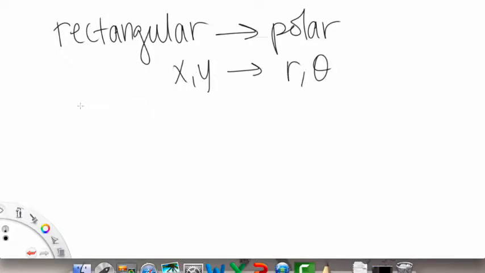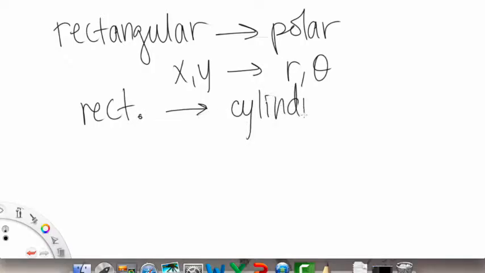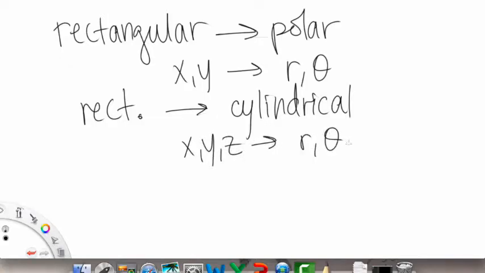We've also done rectangular to cylindrical. This is kind of just like the 3D version of polar, you can consider. So x, y, z goes to r theta z. So z stays the same. It's represented the same in rectangular and cylindrical. And finally, we went from rectangular to spherical.